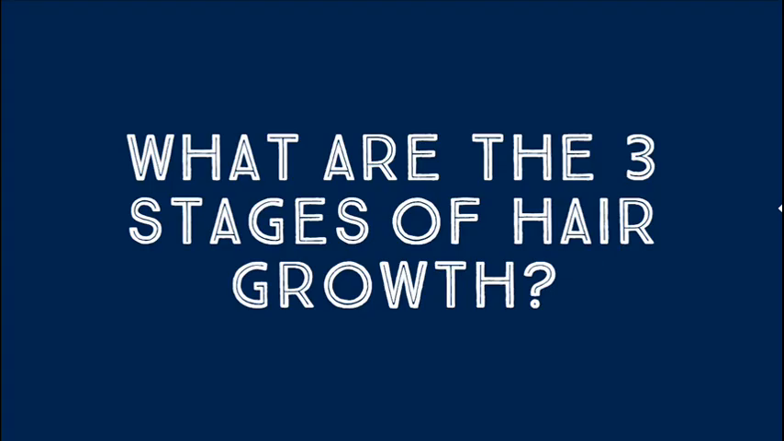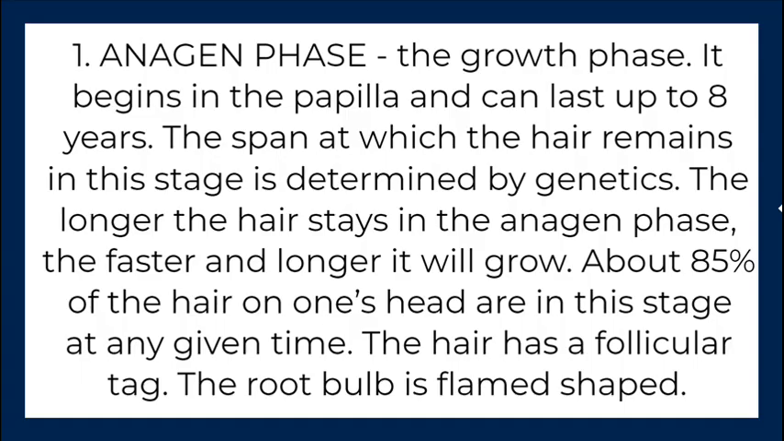What are the 3 stages of hair growth? 1. Anagen phase, the growth phase. It begins in the papilla and can last up to 8 years. The span at which the hair remains in this stage is determined by genetics. The longer the hair stays in the anagen phase, the faster and longer it will grow. About 85% of the hair on one's head are in this stage at any given time.